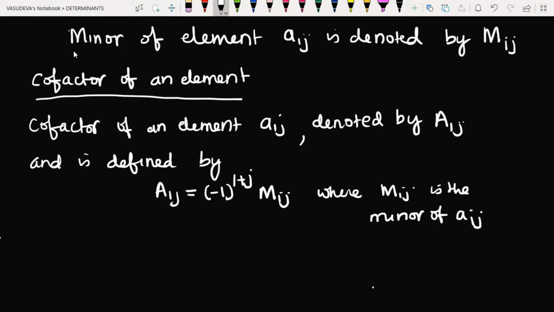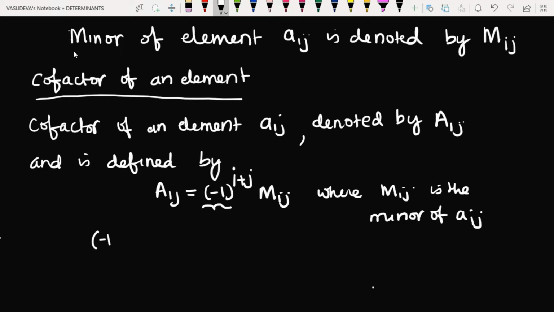And the cofactor of an element gives the sign by taking minus 1 to the power of i plus j, where i denotes the row, j denotes the column, taking the sum of the suffixes of row and column. This gives the cofactor of an element having a sign. So if i plus j is even, it will be plus, and minus 1 to the power of i plus j is negative if i plus j is odd.